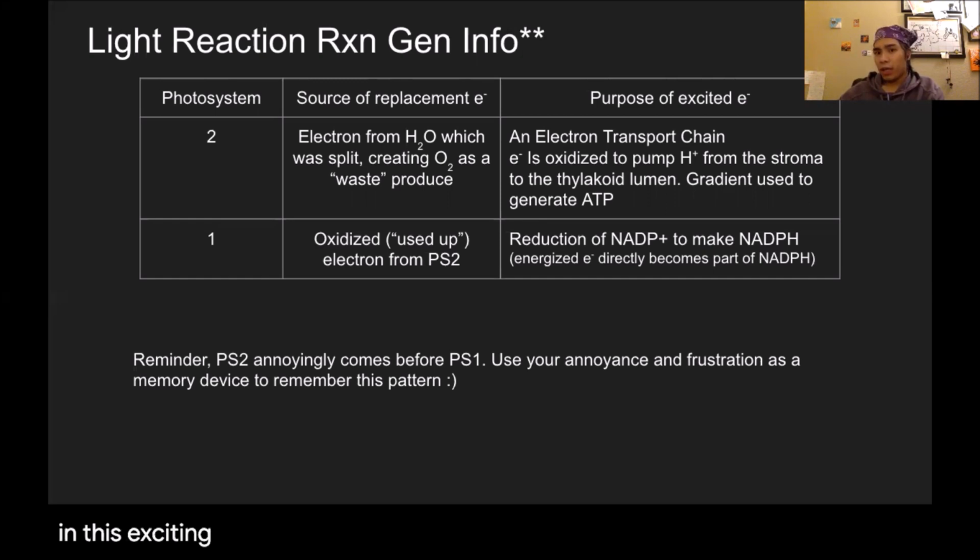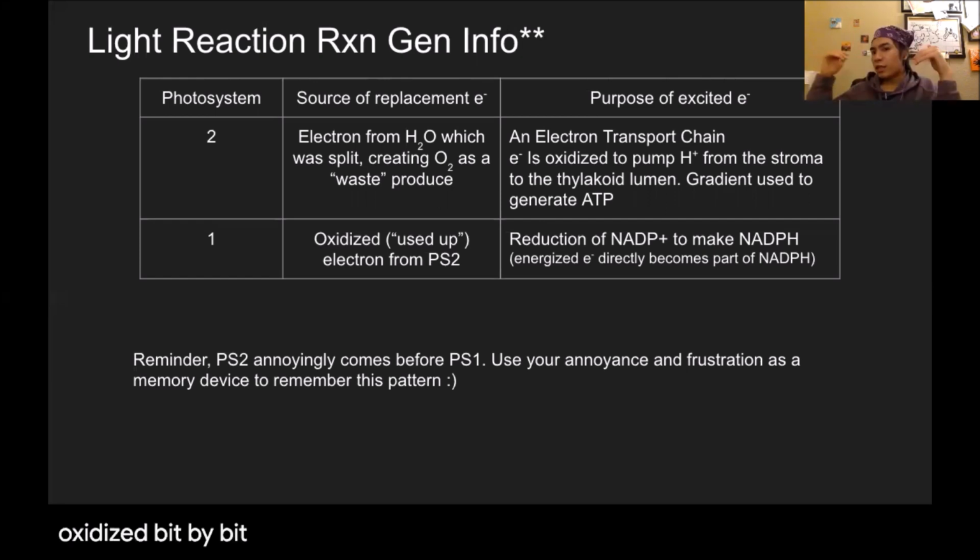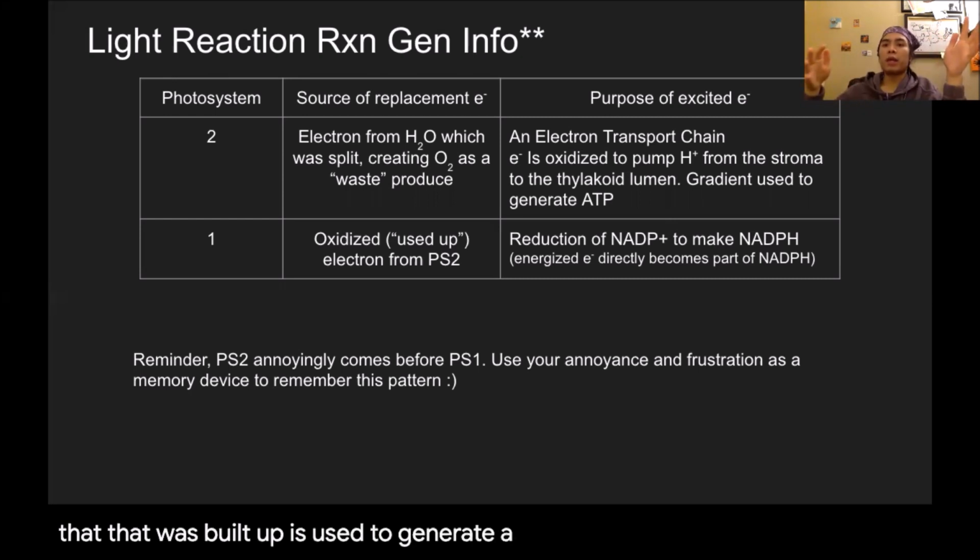And then this excited electron goes down a mini electron transport chain and is oxidized bit by bit, and is used to pump H plus from the stroma to the thylakoid lumen. The proton gradient that was built up is used to generate ATP using ATP synthase.